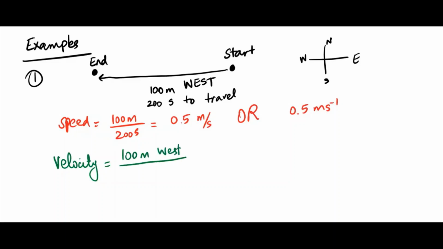Whereas the velocity is 100 meters west. The displacement has the direction, and again we're getting the same magnitude, but we have to additionally provide the direction. And the direction of the velocity is the same as the displacement.